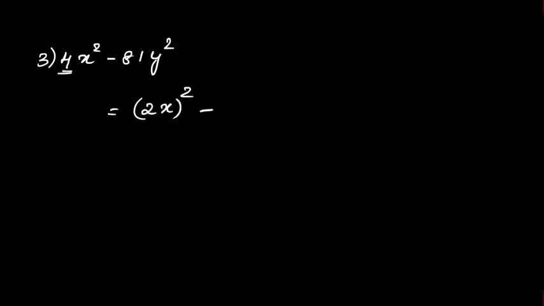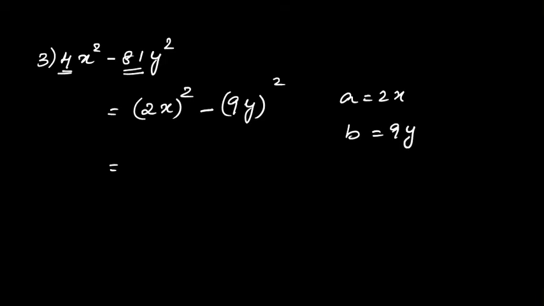Third question, factorize 4x square minus 81y square. So you can write 4 in terms of square, you get 2 square. Already you have x square, so 2x the whole square minus 81 we can write it as 9 square, so 9y the whole square. Here a value is 2x and b value is 9y. Substitute in the formula, a plus b, we get 2x plus 9y into a minus b, that is 2x minus 9y.